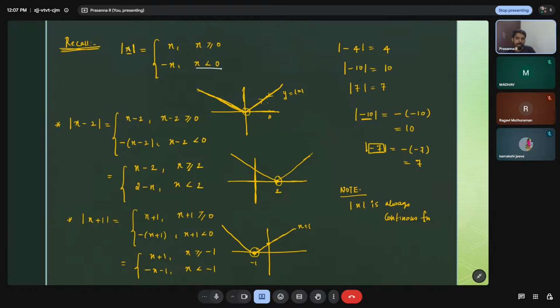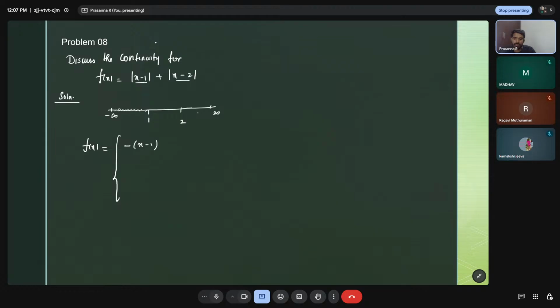If the inside quantity is positive, the output is the same as that, right? Similarly, I'm taking some random point and checking whether the inside quantity is positive or negative. I'm checking 0 here because 0 is in this interval. So 0 minus 1 is negative, and the output is minus of x minus 1. Substitute 0 here similarly: 0 minus 2 is again negative, so it is minus of x minus 2.